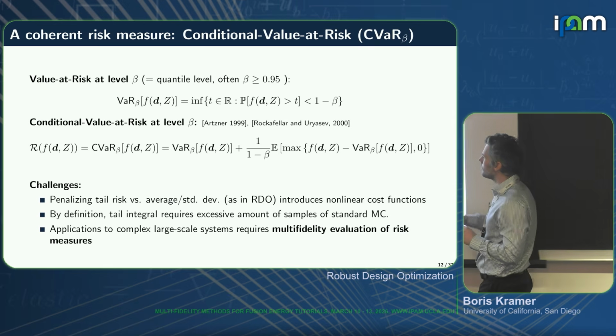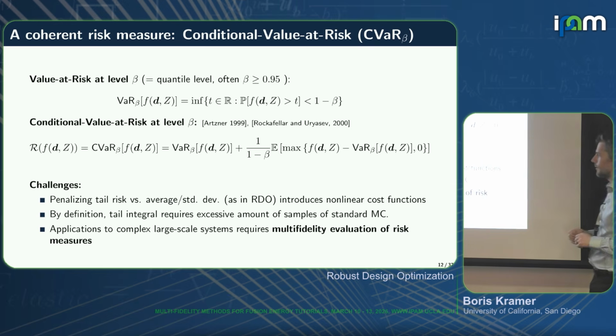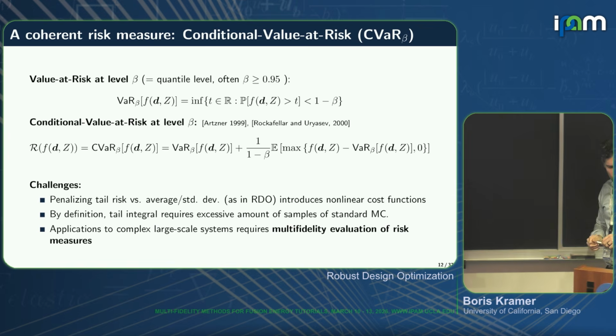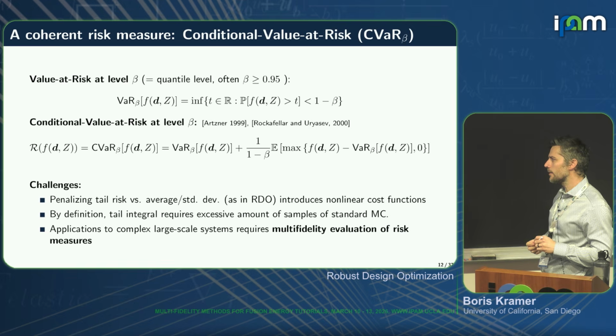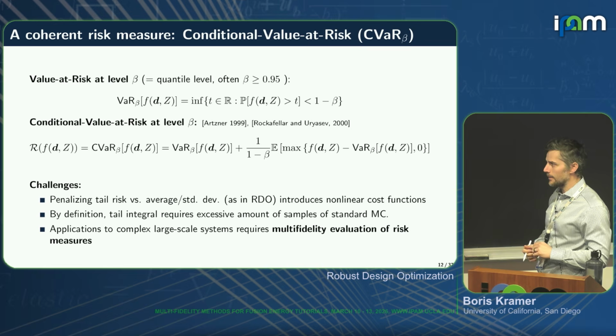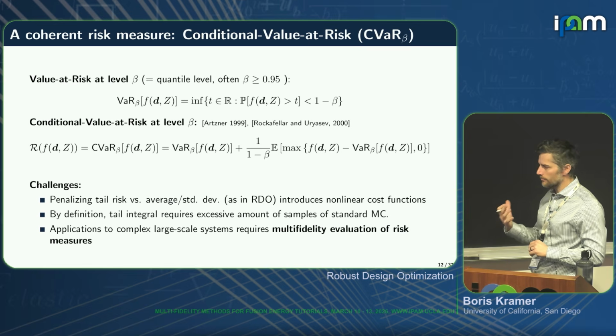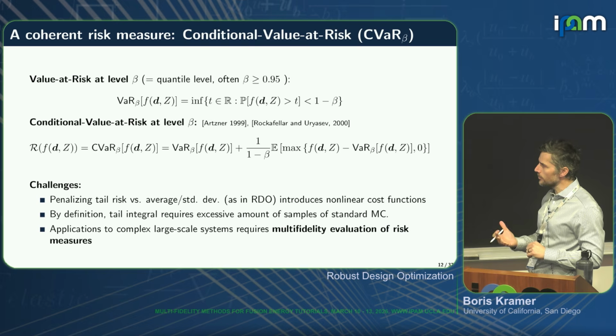The problem is, anytime you compute tail integrals, you have all kinds of issues because you introduce, the same as in the upper semi-deviation, nonlinearities in the cost function. And really what you need is a clever way to evaluate a tail. And that usually boils down to using some trick, whether that's importance sampling, maybe paired with control variates even, or surrogates.